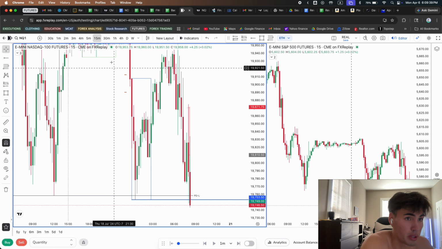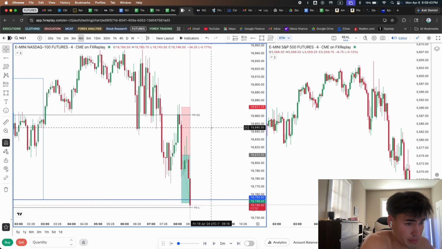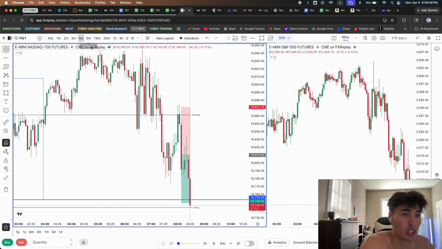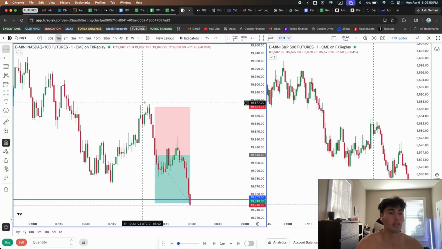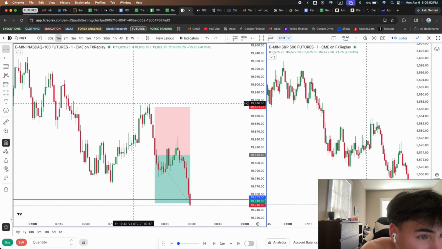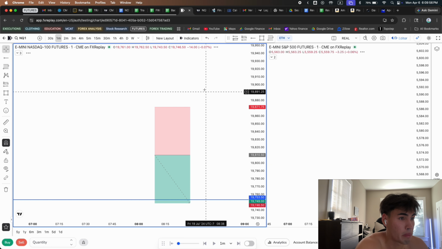Basically, we have this 15-minute gap. We reject heavily off this 15-minute over here. There's not really much else to it. We just absolutely dump. So there's no way that price wants to go back up, even though we have these equal highs. I just don't think so. Next day.